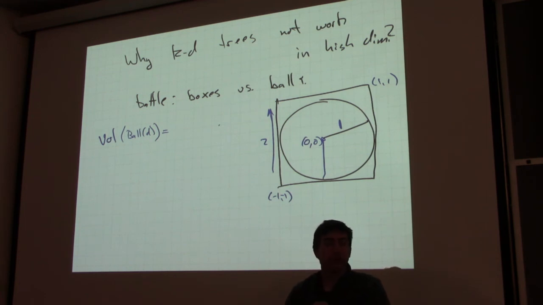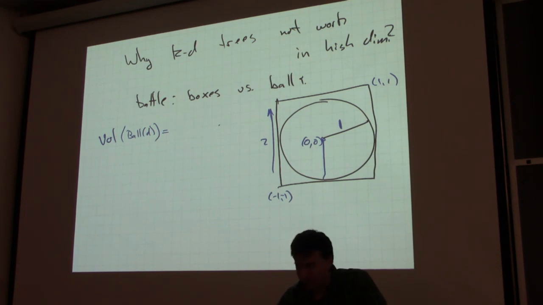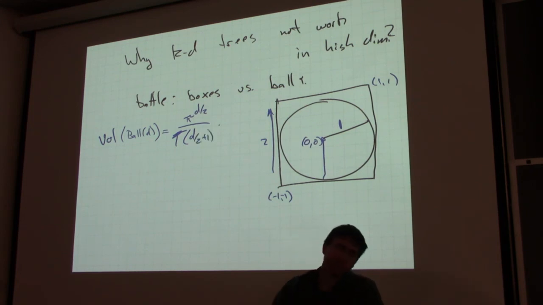It's going to be, what? Is it 4/3 pi r cubed? Well, in high dimensions, it's a little harder. It's pi to the power d over 2 divided by what's known as the gamma function. It's uppercase gamma of d over 2 plus 1. Okay, so this is the volume of a ball of radius 1 in d dimensions.